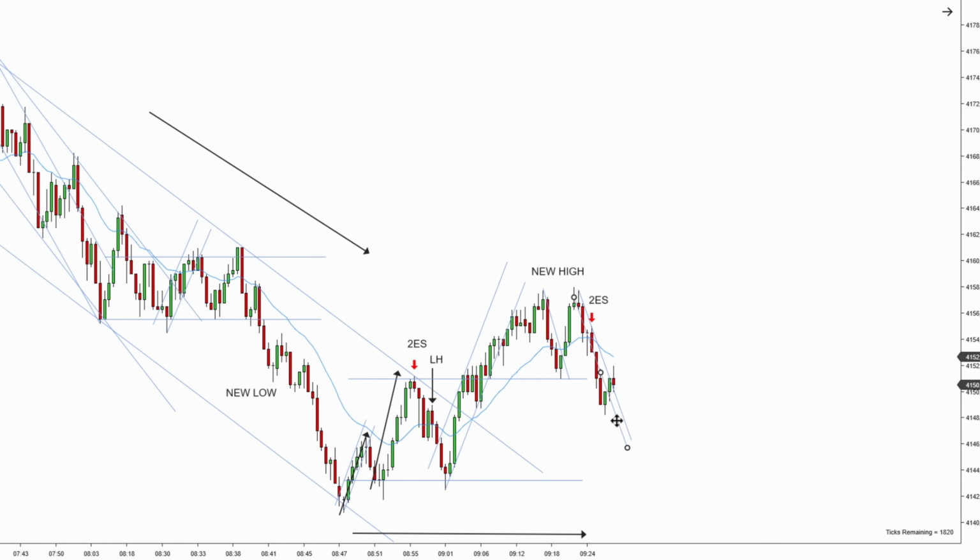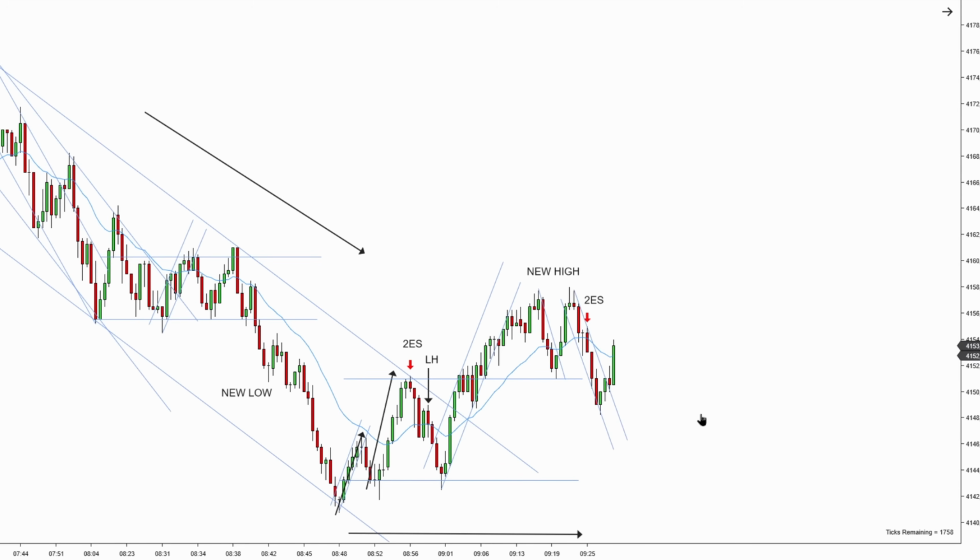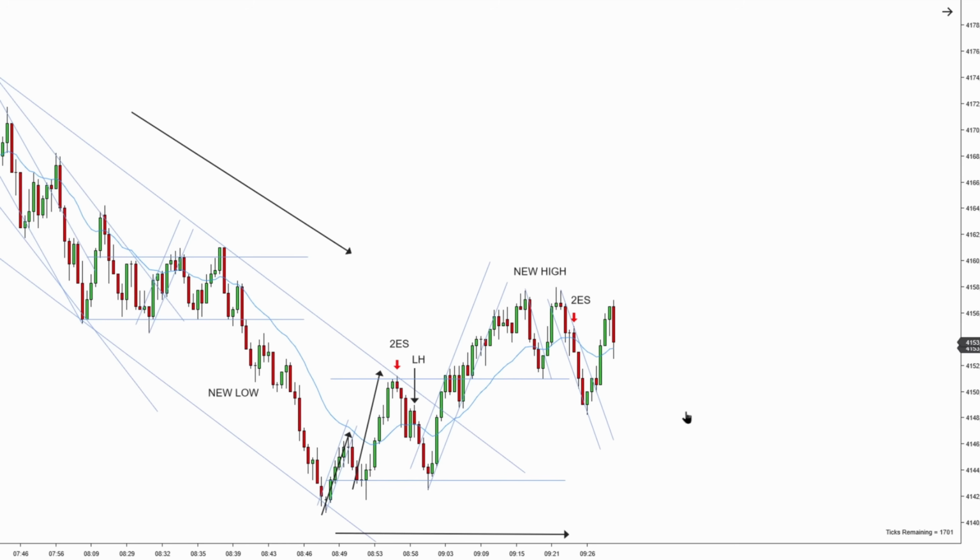Okay. At this point, I'm really expecting a failed second entry long. Prices are breaking back up. And notice what we have. Triple test.